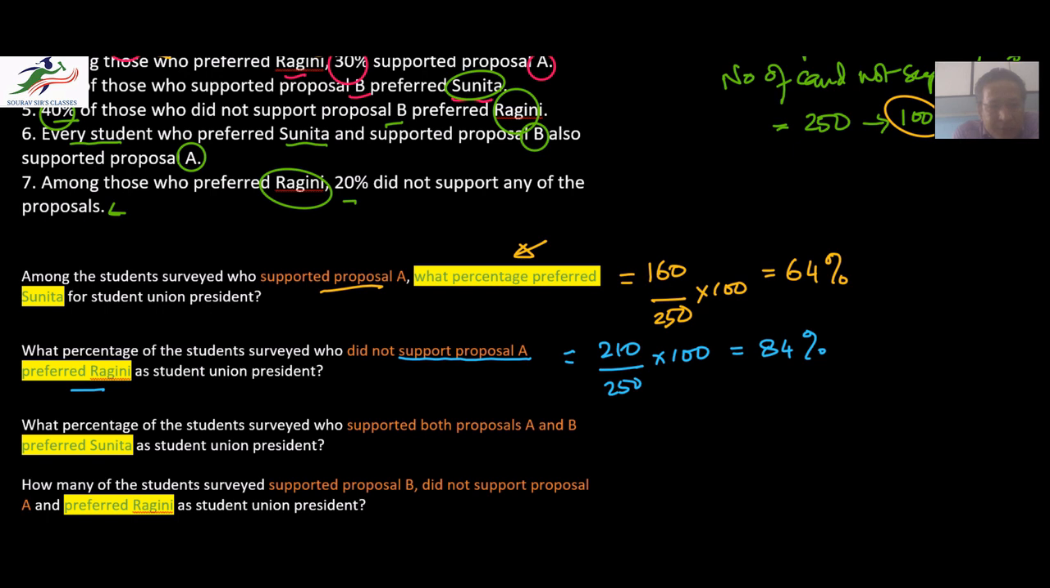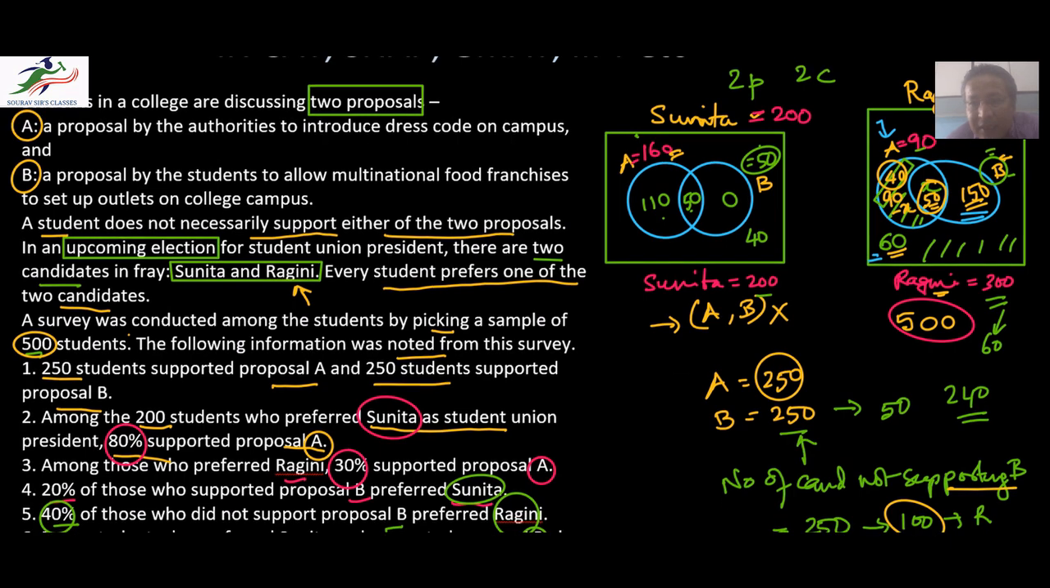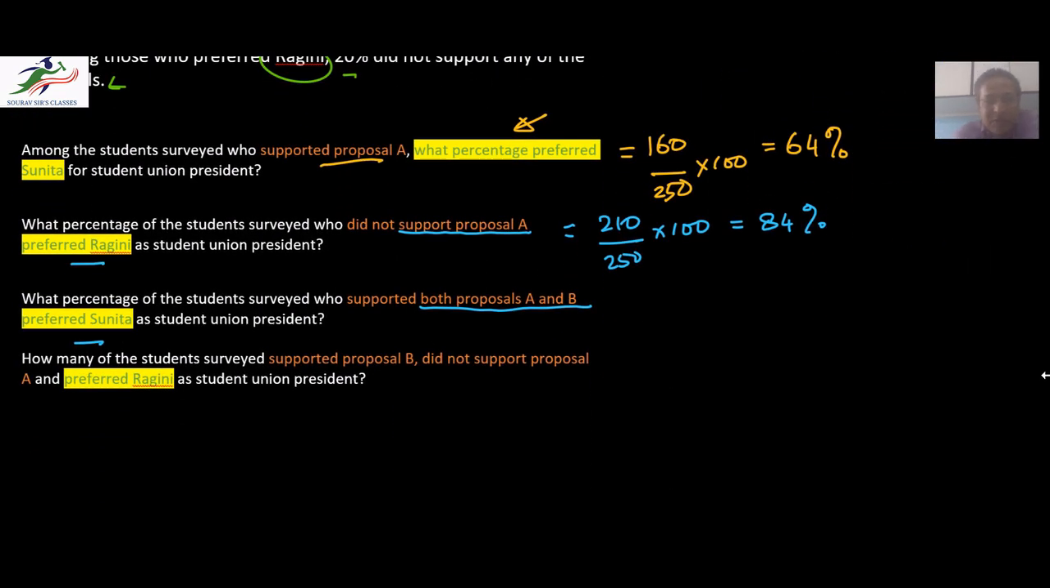Number 3, what percentage of students surveyed who supported both proposals A and B preferred Sunita? Both, supporting both, we can see is 50 and 50, total 100 supporting both, out of which 50 supports Sunita. So 50 out of 100, 100 students support both proposals. So out of which 50 supports Sunita. So 50 by 100 into 100, that is 50%.